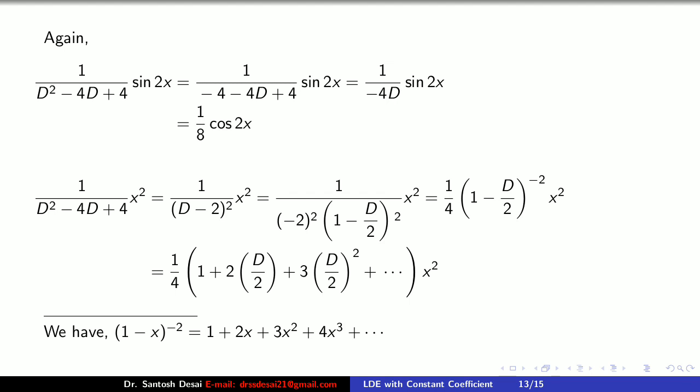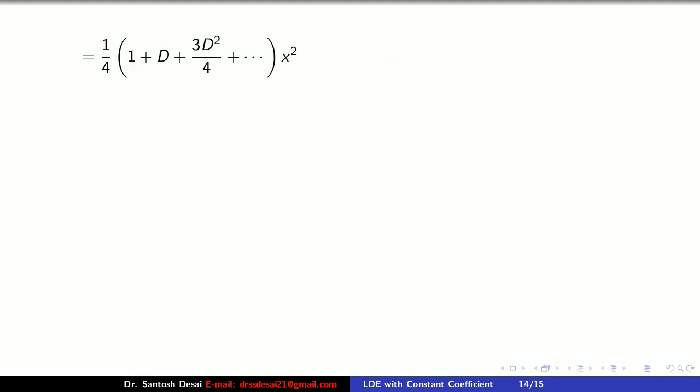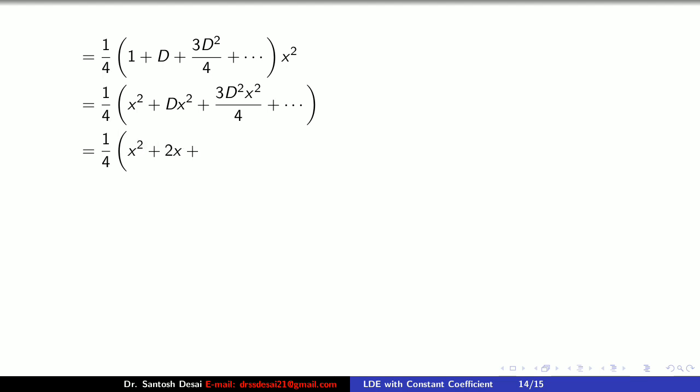Now simplifying these terms, we get 1 by 4 into bracket 1 plus d plus 3d square by 4 plus and so on into x square. Now operate each term on x square. So we get x square plus dx square plus 3d square x square by 4 plus and so on. And simplifying this, the first term is x square, dx square is 2x, and 3d square x square is nothing but the derivative of x square 2 times. So it is 2. Simplifying, we get 3 by 2, and this is the final value.